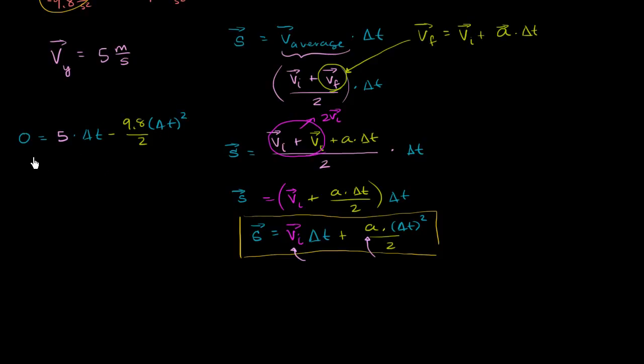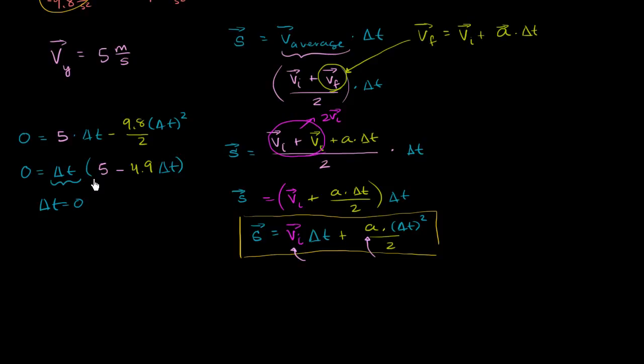And lucky for us, this one is pretty simple. We don't have to resort to the quadratic formula or anything like that to solve this quadratic equation. Right over here, we can factor out a delta t. So we get 0 is equal to delta t times 5 minus 9.8 over 2, which is 4.9, times delta t. There are 2 solutions here. Either delta t is equal to 0, and that's just our starting point, not the time we're interested in, when no time has passed.